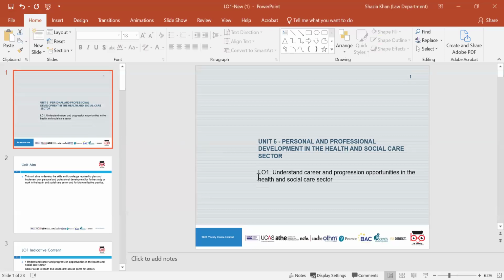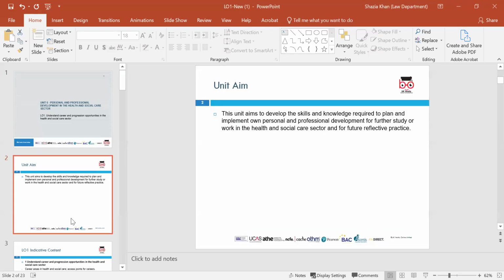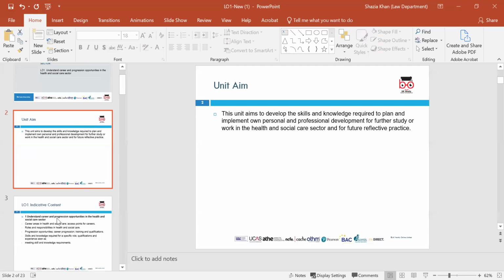Yes. Okay. Like I said, it's Unit 6, Personal and Professional Development in Health and Social Care. And the learning outcome we'll be doing today is learning outcome 1, which is to understand career and progression opportunities in the health and social care sector, and how anyone can apply to develop their career further rather than just sticking to one role. The unit aim is to develop skills and knowledge required to plan and implement your own personal and professional development for further study or work in health and social care sector, and for future reflective practice, as we mentioned.